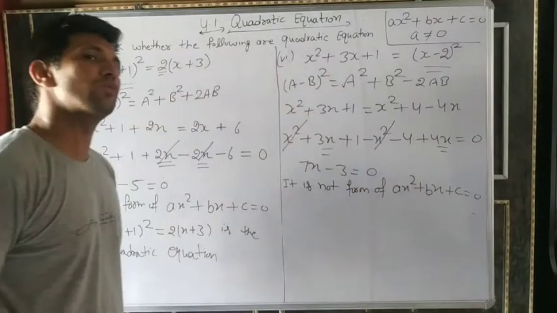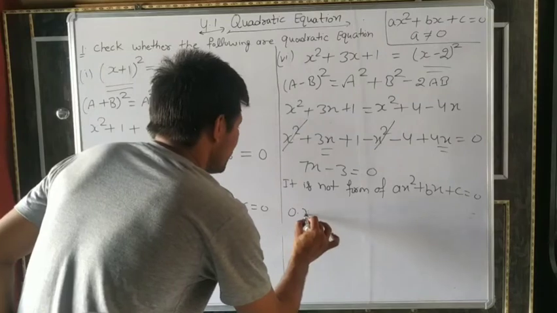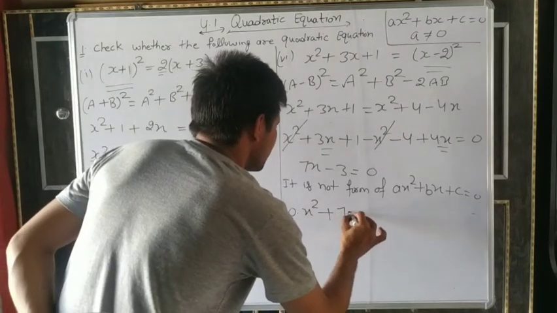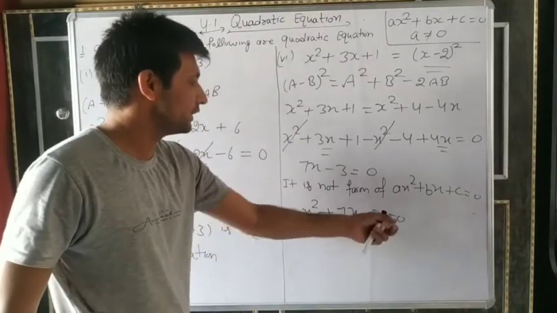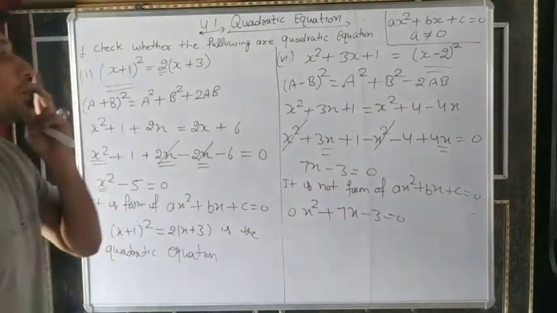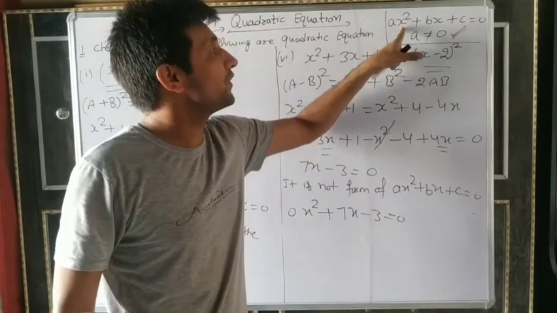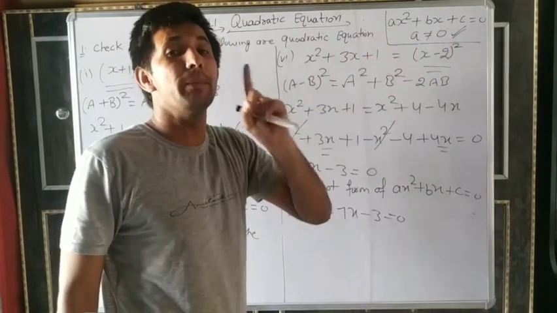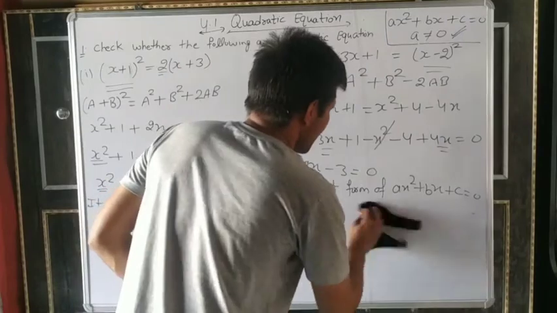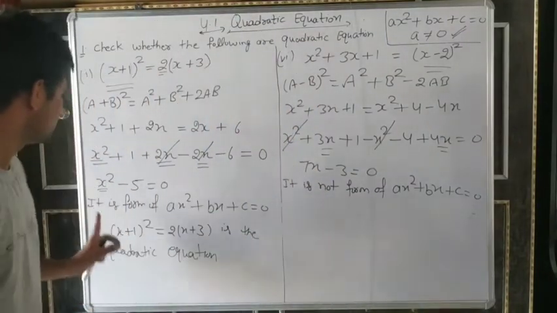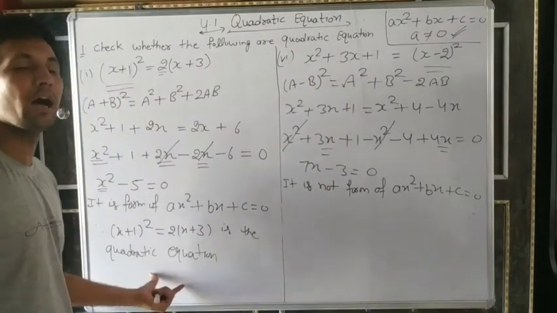Now some students ask, sir, can we write this one also in this form? Yes, you will write, sir, 0 into x square plus 7 into x minus 3. It is also in this form, a is 0, b is 7x. Is it also a quadratic form? No, dear, because I told you a is never equal to 0. It means the coefficient of x square never becomes 0, but here the coefficient of x square is 0. That's why you cannot write it in this form. And in the last line, you will write, therefore this equation is not a quadratic equation.